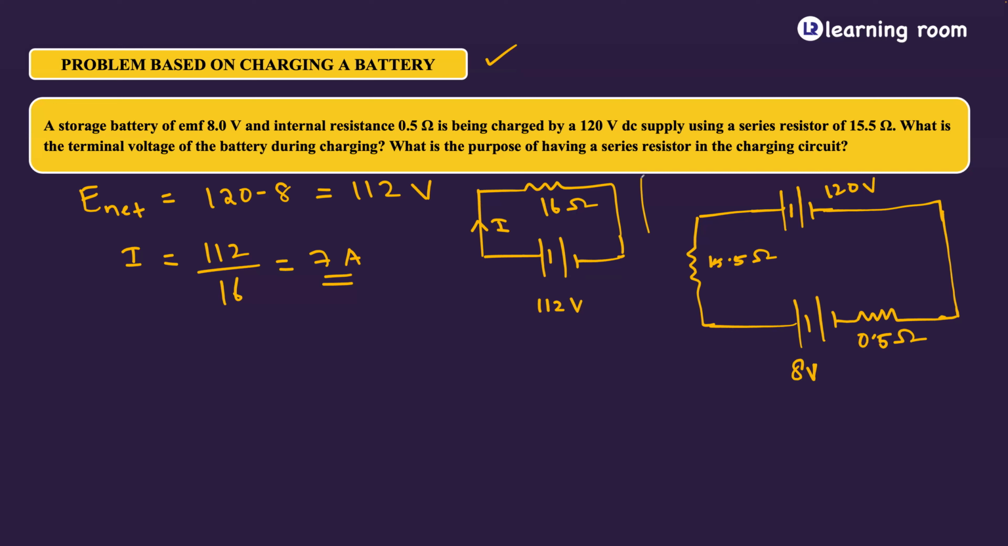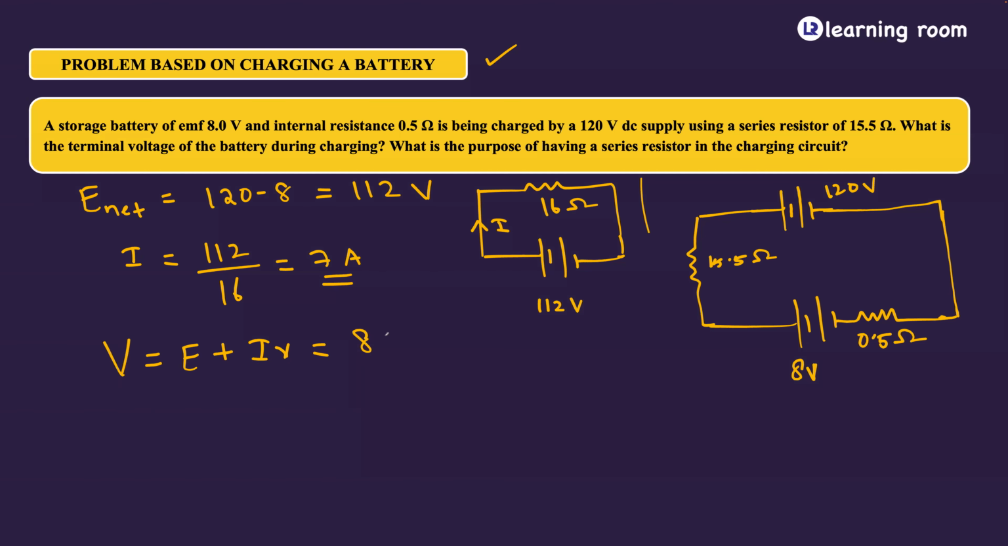Why did I find the current? Because in this question, they are asking what is the terminal voltage of the battery during charging. So V will be equal to E plus I into R. What is the value of E? Here they're asking what is the terminal voltage of the battery. That is where the question is very important. They're saying storage battery of 8 volt and this is a 120 volt DC supply. So which one should I take as E? I should take 8 because that is what they're calling the battery.